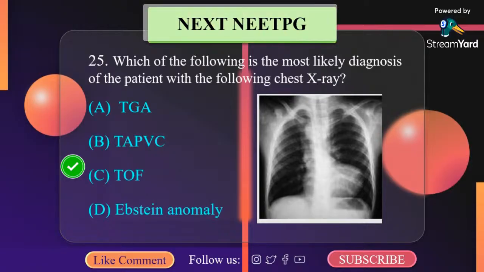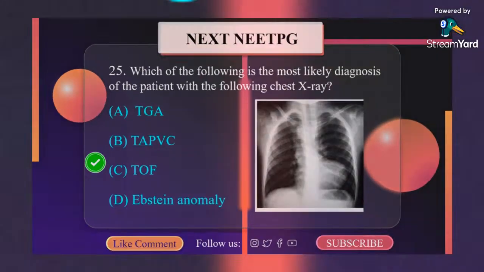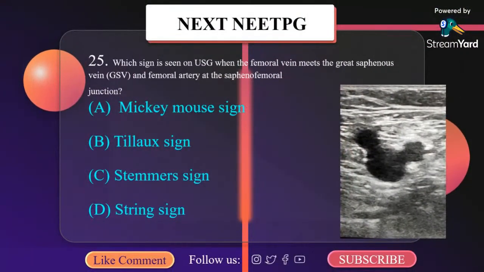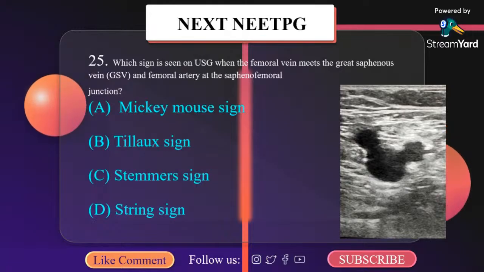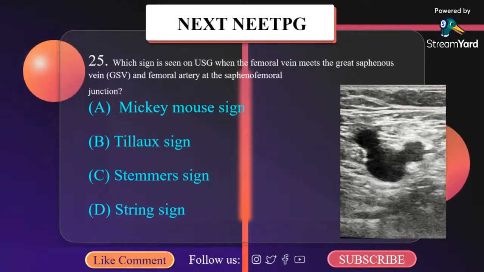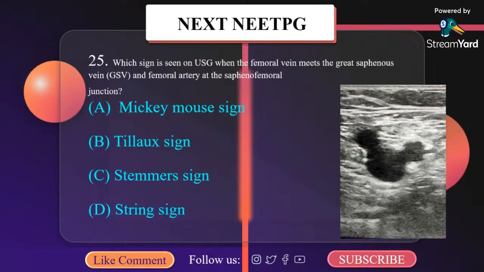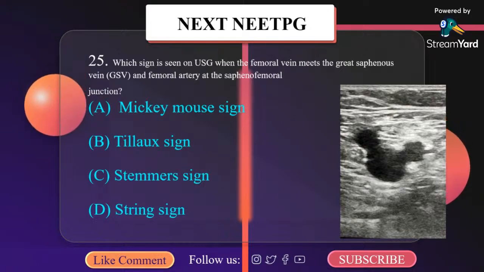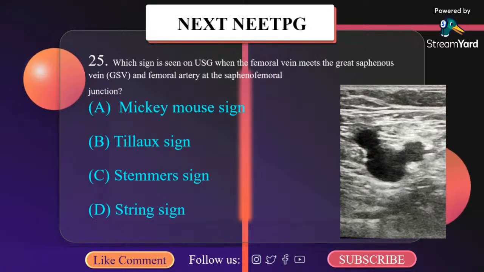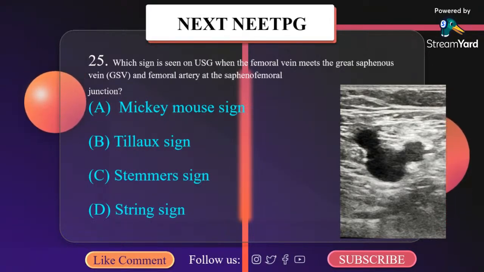Now let's move to the next question. Which sign is seen on USG when the femoral vein meets the great saphenous vein and femoral artery at the saphenofemoral junction? It is the Mickey Mouse sign. It represents the normal anatomy of common femoral artery, common femoral vein, and great saphenous vein on ultrasound at the level just inferior to the inguinal crease.